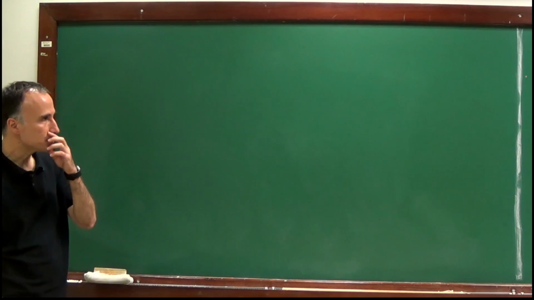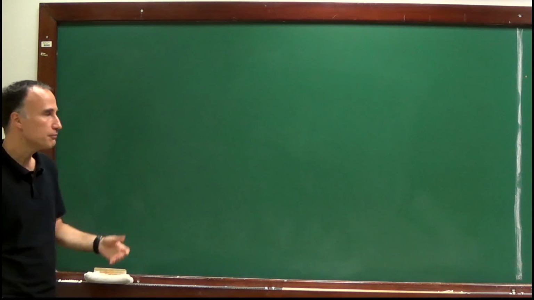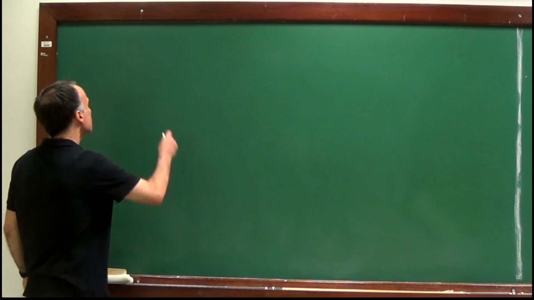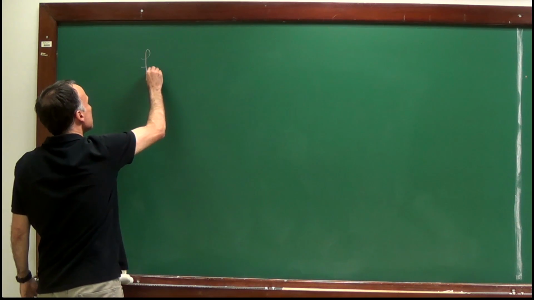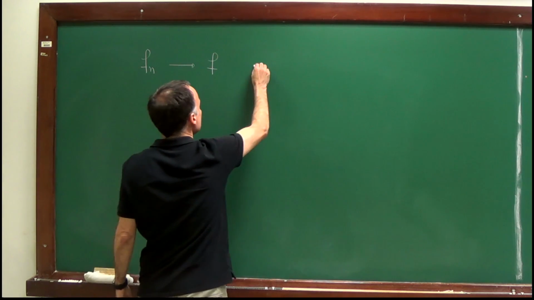What's important here is to note that this notion of convergence is in fact convergence in the equivalence class. What do I mean by that? I mean the following. Let's assume that fn converges to f almost surely.